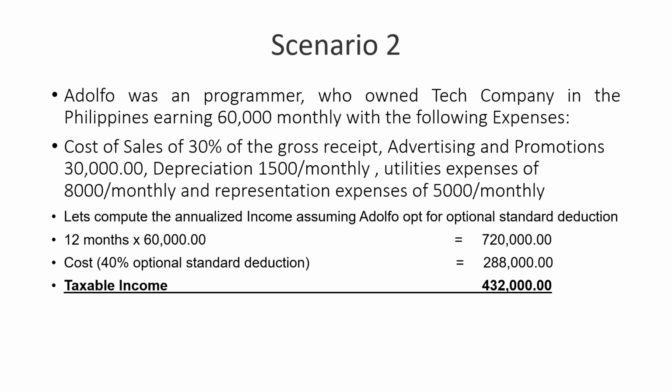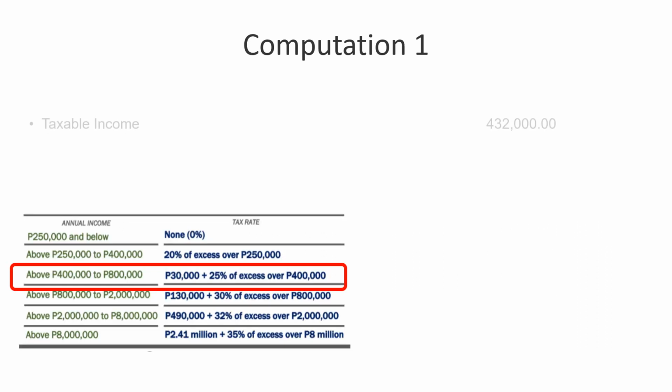of the gross receipts. So, we deduct 40% of 720,000, which is 288,000. So, yung taxable income na lang natin is 432,000. So, ito na yung tax. So, si 432,000, dun pa rin siya magfo-fall. Kung mapapansin mo, it's above 400.